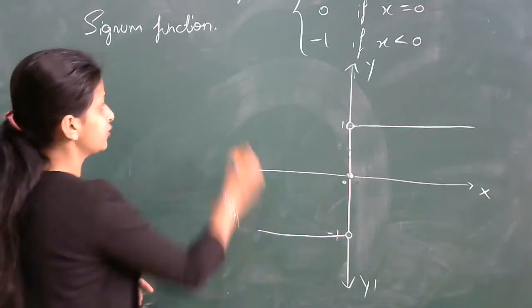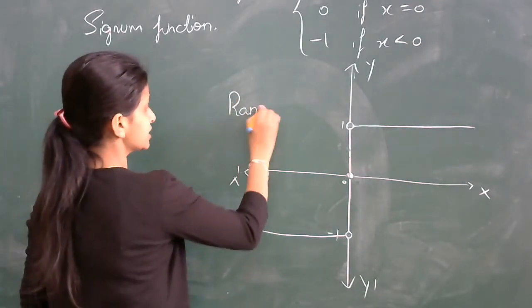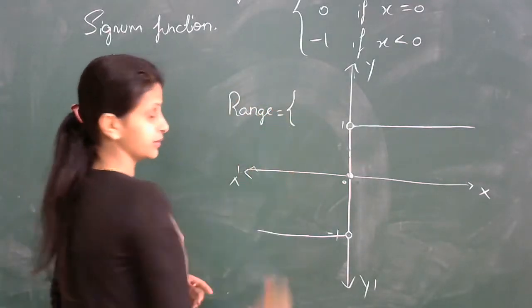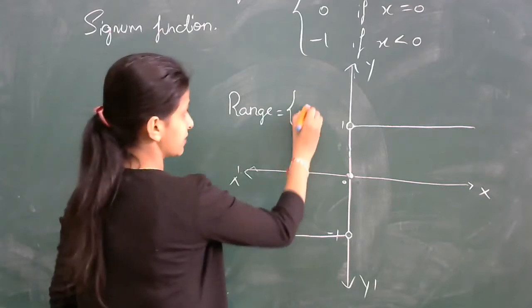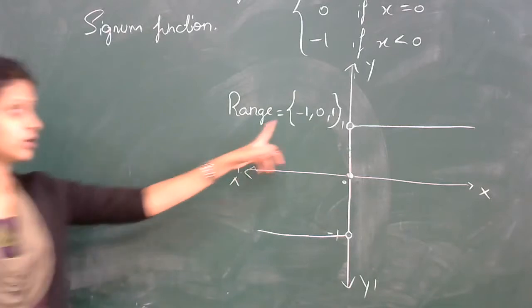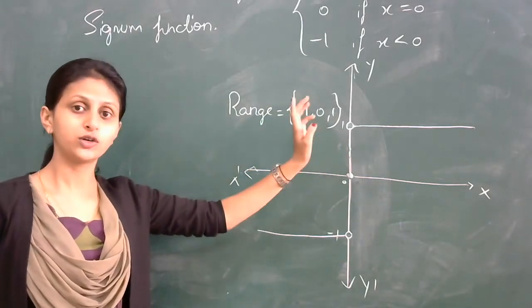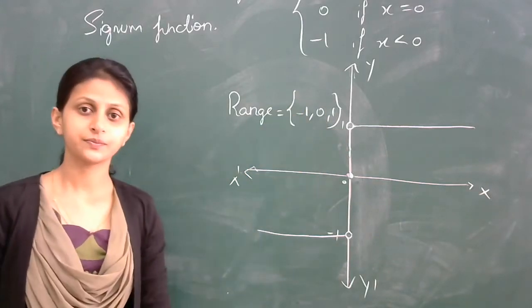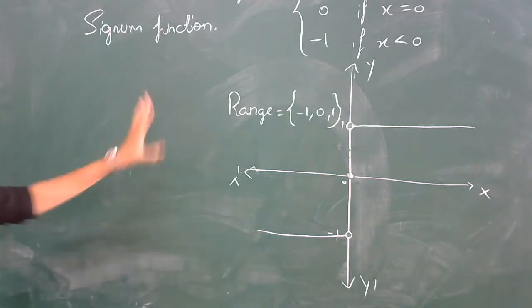By looking at the graph, you can observe that the range is equal to only 3 real numbers. What are those? It is minus 1, 0, 1. So my range is equal to {minus 1, 0, 1}. It includes only 3 real numbers. I hope you all know this, right? Signal function.